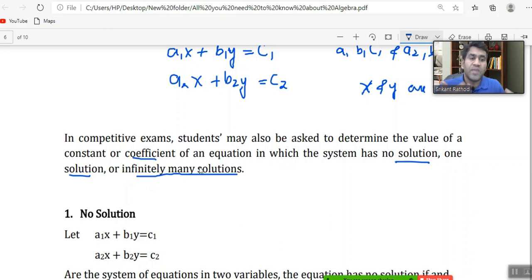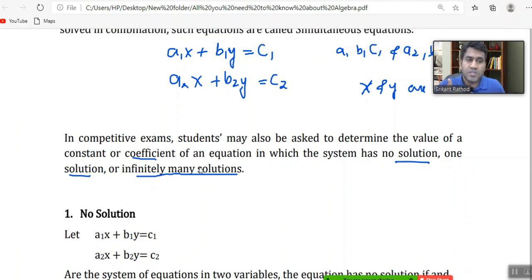So instead of solving, you may expect questions asking: does the given system of equations have solutions or not? If so, how many solutions? One solution, two solutions, many solutions, and so on, right?